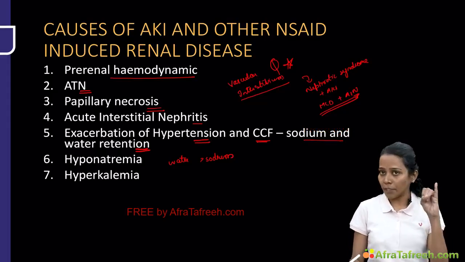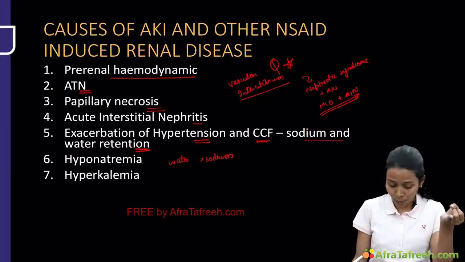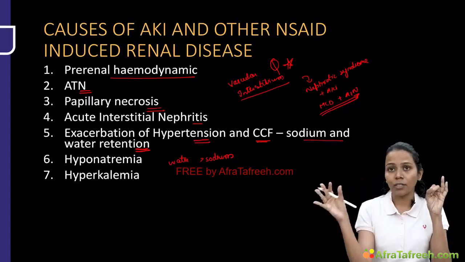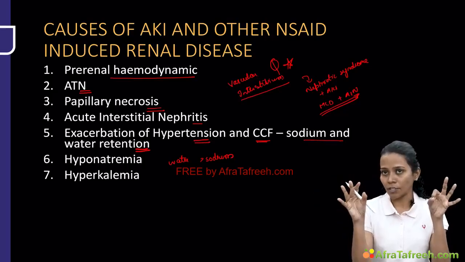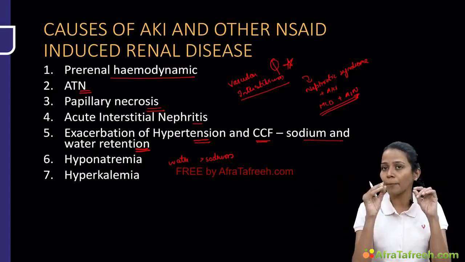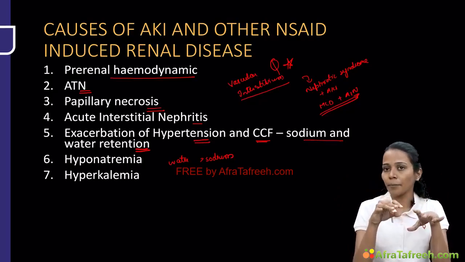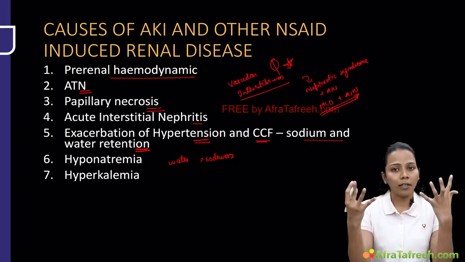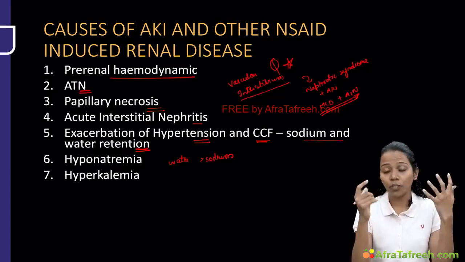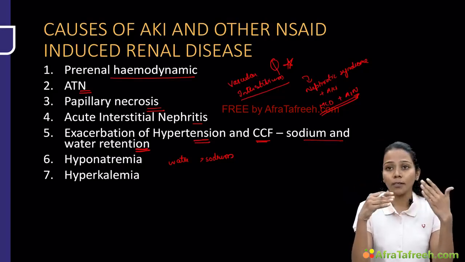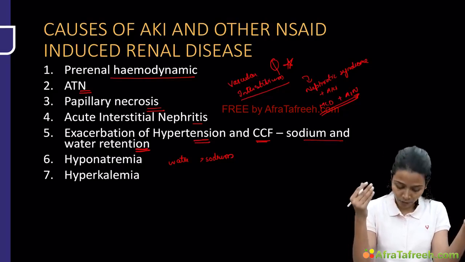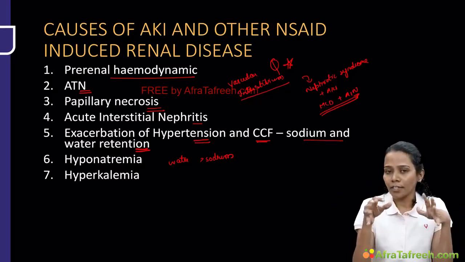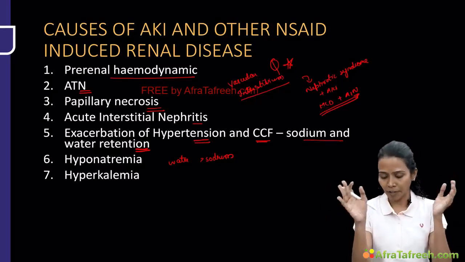You start with the prerenal. If prerenal worsens, acute tubular necrosis. Then another necrosis that comes in is papillary necrosis. Then you see the interstitial compartment; it can affect the interstitial compartment. Then you think about the fluid and electrolyte effects. That is, it causes sodium and water retention, so exacerbation of hypertension and exacerbation of congestive cardiac failure. Electrolyte effects are hyponatremia and hyperkalemia.